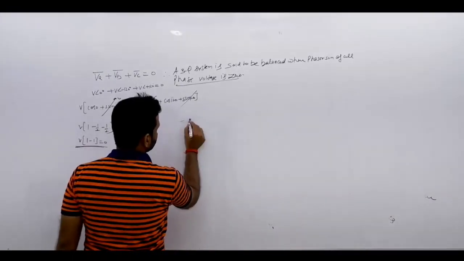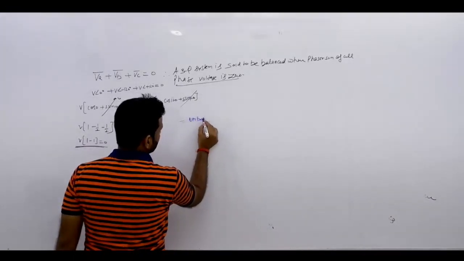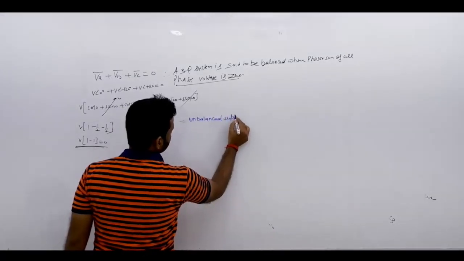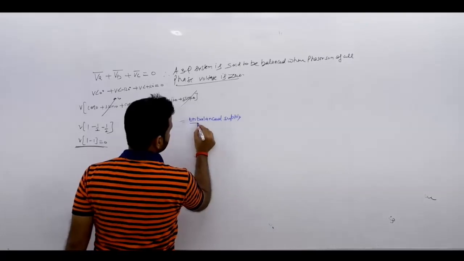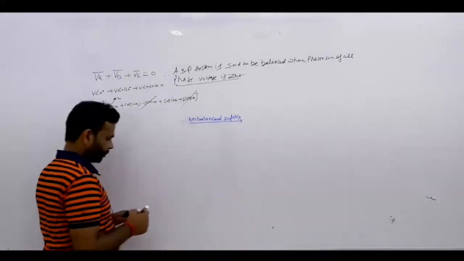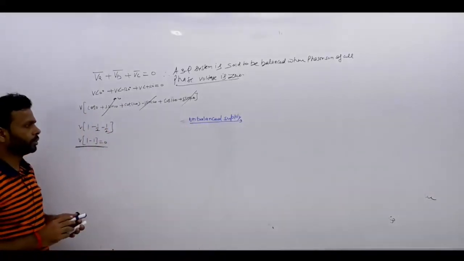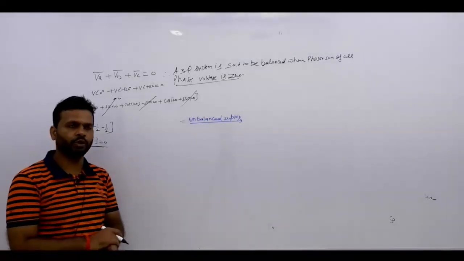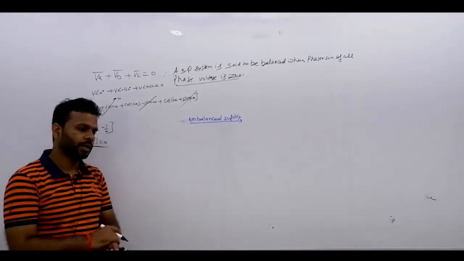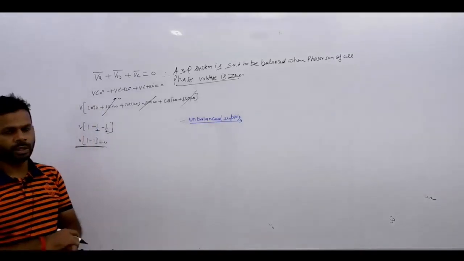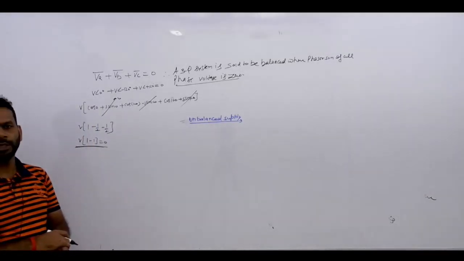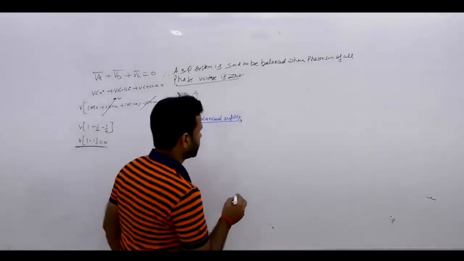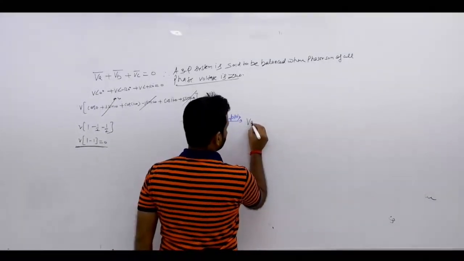Unbalanced system, unbalanced supply of system. Okay, now so a supply is said to be unbalanced. A supply is said to be unbalanced either its magnitude are unequal or its angle are unequal or both. So I just take first example, then you will write it.